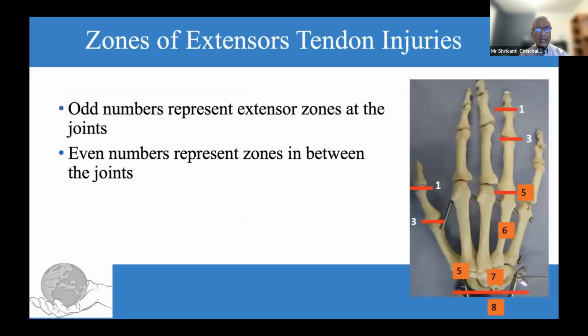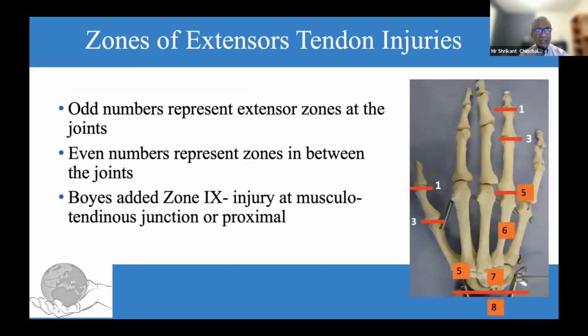Extensor tendons have been divided into various zones. The odd numbers, we know, represent at the joint, whereas even numbers represent in between the joints. Boyes added zone 9, where the injury is at the musculotendinous junction or proximal.